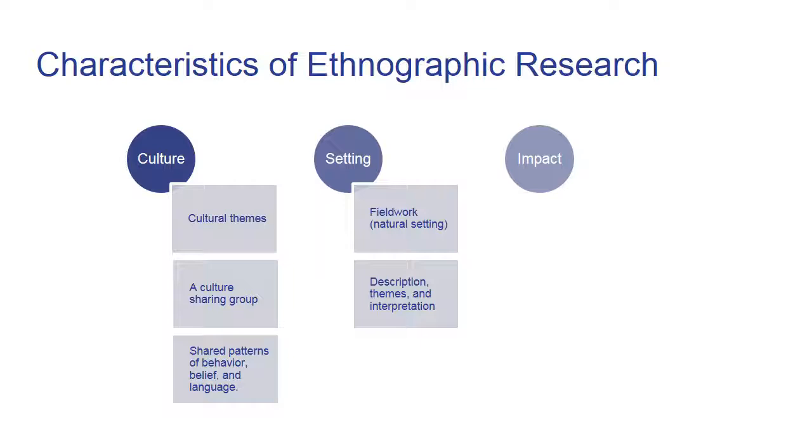Next, we have the description, themes, and interpretation. Description is the contextual narrative. It is a detailed and specific identification of what is occurring with the culture sharing group within the context of the study's cultural theme. The theme is usually of etic data, that is, the coding by the researcher of different observations into related categories. And finally, the interpretation.